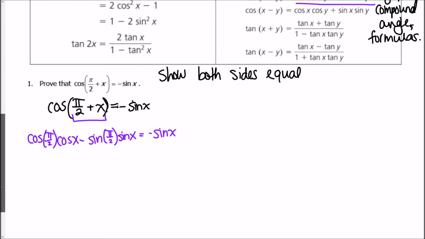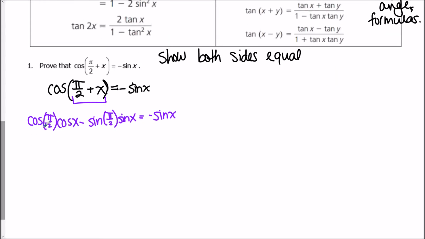Okay, because there's really nothing I want to do with this on this side quite yet, if at all. Okay, so now I'm going to evaluate all of this stuff. So cosine of pi over 2, when I look at it, at pi over 2 right here, I know the cosine is 0. So it's going to be 0 right here, times the cosine of x, minus sine of pi over 2 is 1 times the sine of x. And that's equal to negative sine of x.